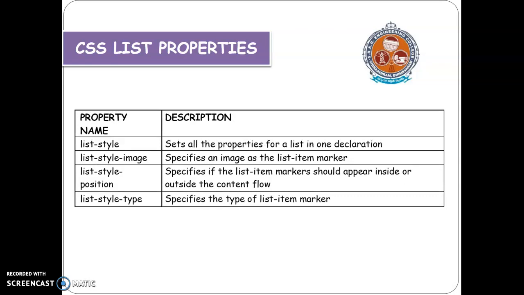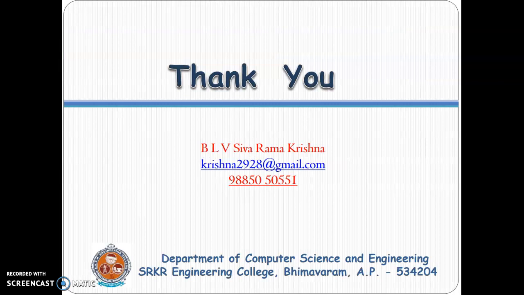And CSS list properties. Here we are using different lists. The list-style sets all the properties for a list in one declaration, or list-style-image specifies an image as the list item marker. List-style-position specifies if the list item markers should appear inside or outside the content flow. List-style-type specifies the type of the list item marker.